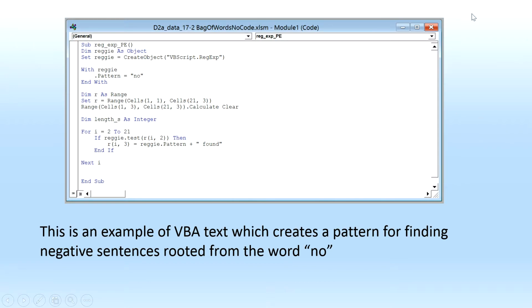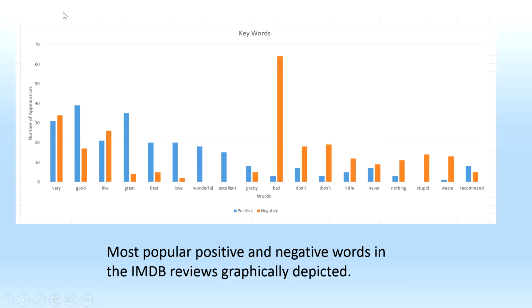Here's a look at a reg expression that creates a pattern for finding negative sentences rooted from the word "no." And here's a graphical depiction of our data for IMDb reviews.